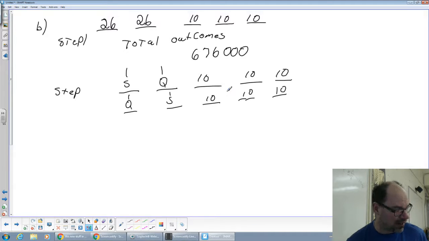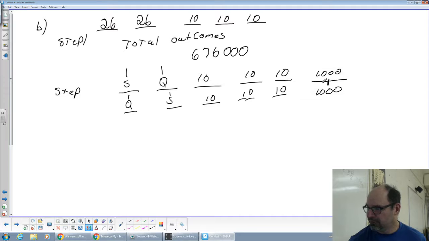And we'd have 10, 10, 10. So we have 2 possibilities there, 10 times 10 times 10, which is 1,000. We have 1,000 ways there. We have another 1,000 ways here. So we've got to add those 2. So there's 2,000 favorable outcomes.